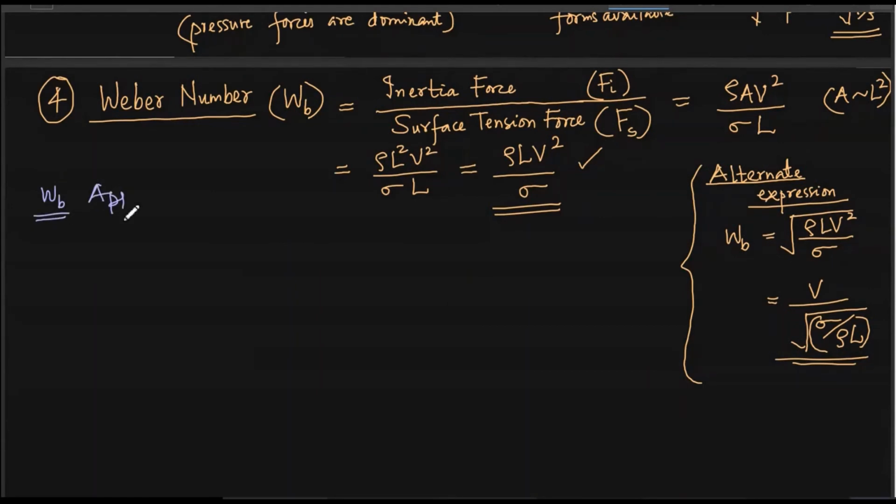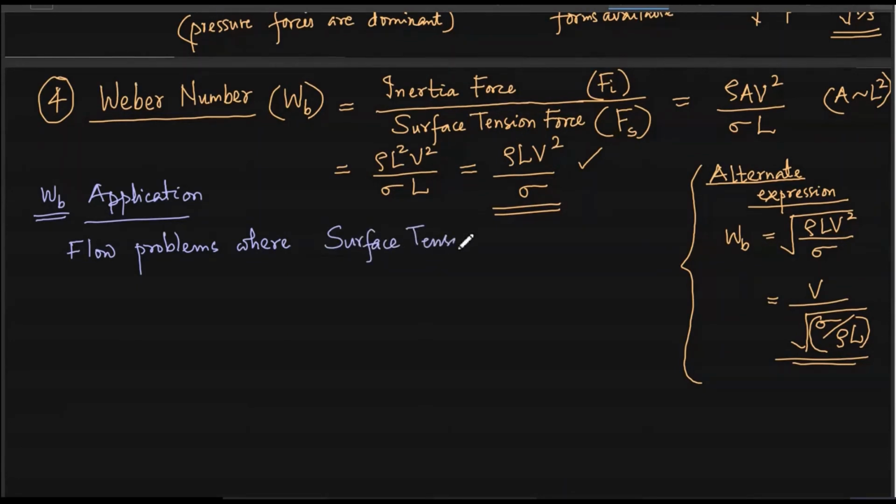Weber number application: flow problems where surface tension forces, surface tension effects are predominant, are important. For example, what surface tension effects are predominant in what kind of flow situations?